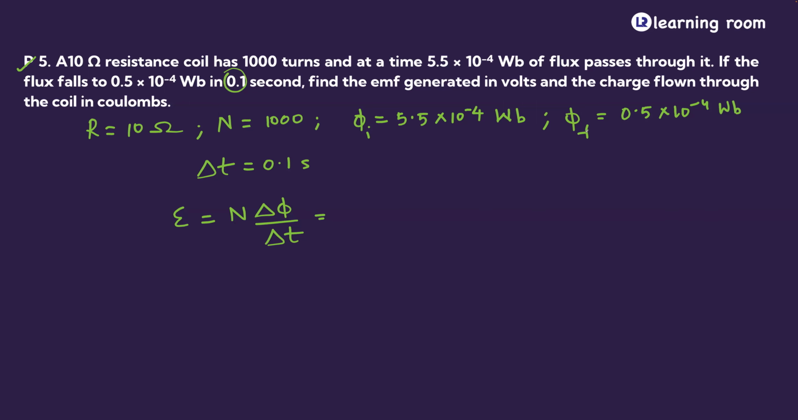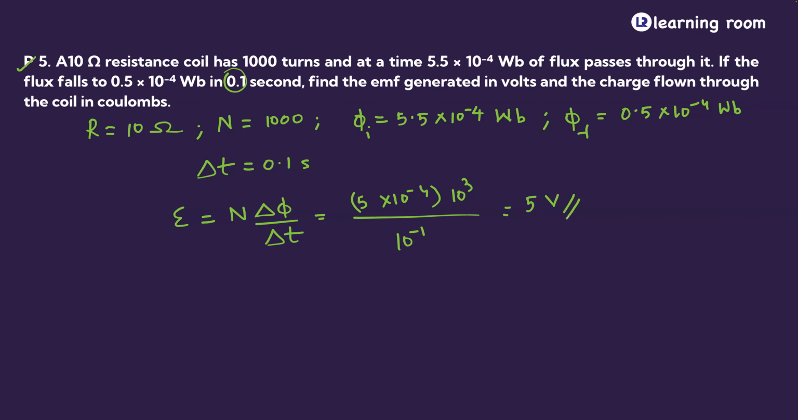So what is the change in flux that is taking place? It is 5 into 10 power minus 4, into the number of turns, which is 10 power 3, the whole divided by what is the time it takes? 10 power minus 1. So it is 5 into 10 power minus 1, and 10 power minus 1 goes to the numerator as 10 power 1. So the answer will be 5 volt. EMF generated is going to be 5 volts.